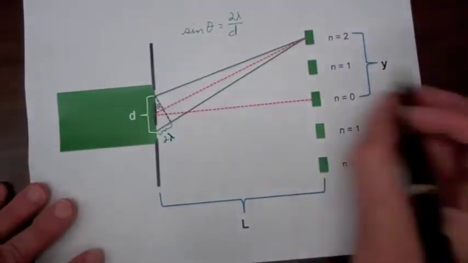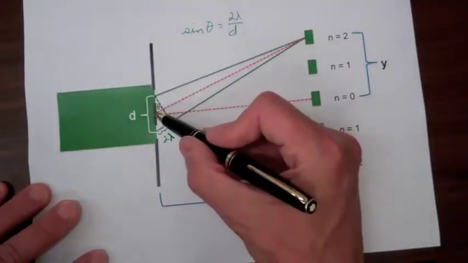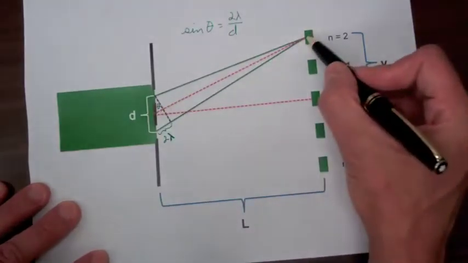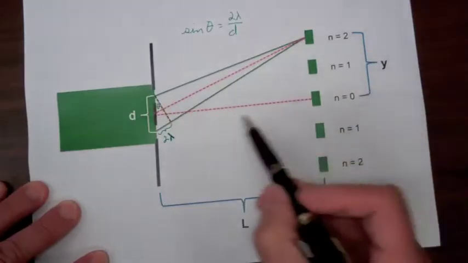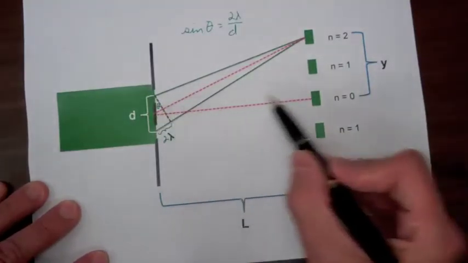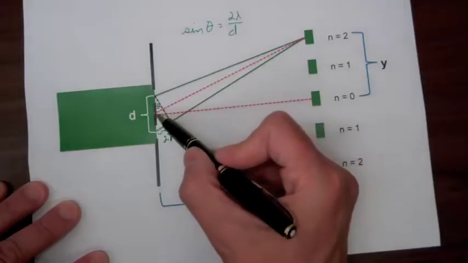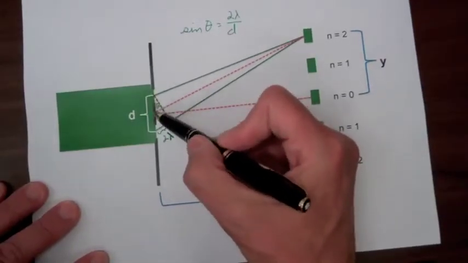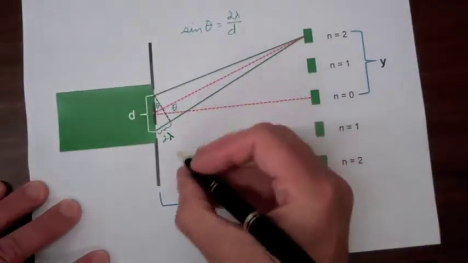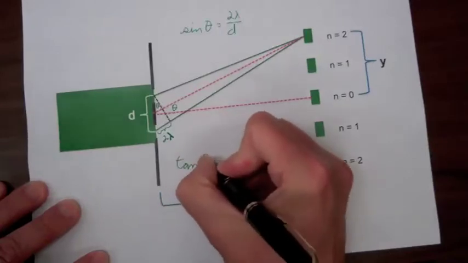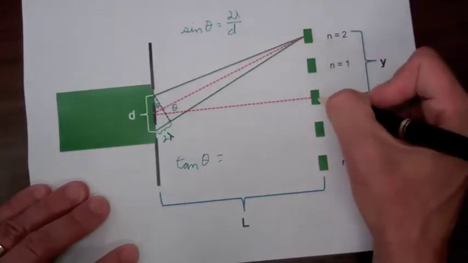Now, if we look at this right triangle, where the hypotenuse is the distance from the midpoint of the slits to the interference fringe we're looking at, we see that that hypotenuse is perpendicular to this line, and the line from the center of the slits to the 0 order interference fringe is perpendicular to the hypotenuse of our original triangle. So this angle here is also theta. Now the tangent of theta is going to be y over L.